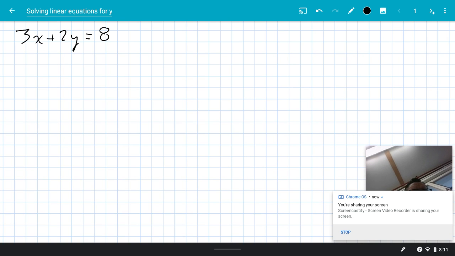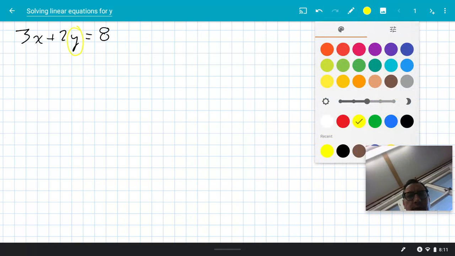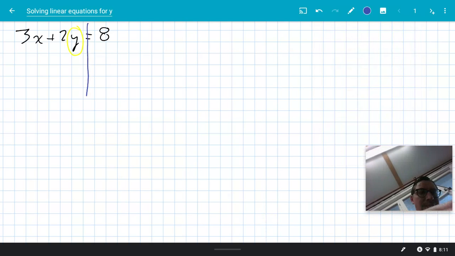Hello, and we're back. We're looking into solving linear equations for y. So we're trying to solve for this variable here, y. We have two terms on the left side of the equal sign. We want to get everything that is not a y on the right side of the equal sign. We want to get the y by itself on the left side.